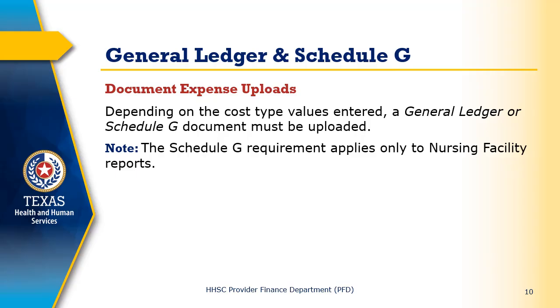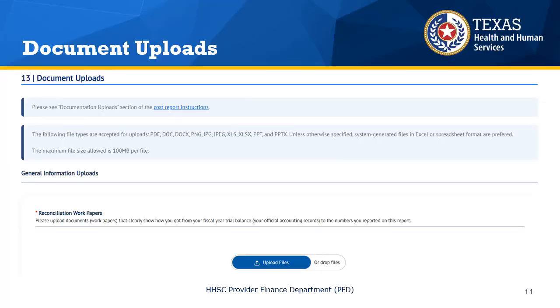Depending on which cost type values have been entered for, a general ledger or Schedule G document must be uploaded. The general ledger must include detailed documentation of any shared or direct costs. The Schedule G must include detailed documentation of any shared ancillary costs, and only applies to nursing facilities. For examples on the required support documentation and applicable cost types, please refer to the cost report instructions for more details. This slide shows the screen view for Section 13 of the cost report. We will now discuss the report summary in Section 14.